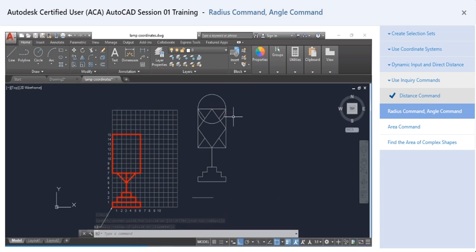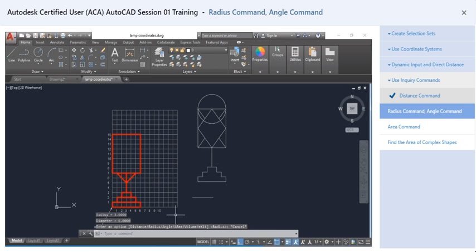Now pick the command from the flyout on the Home tab and the Utilities panel. Then select the circle or arc and look at the command line for the results. My circle has a radius of 3 and a diameter of 6.